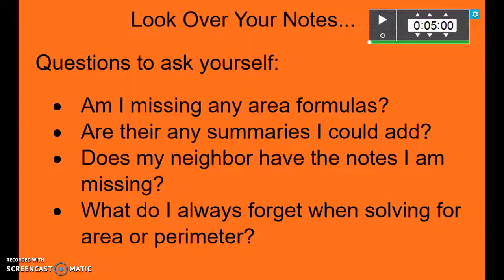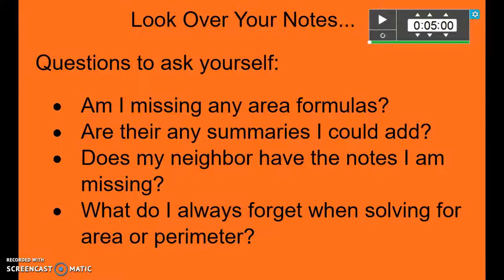Why do I break it down? Why do I multiply times 1/2? What is the difference between area and perimeter? Answer those. They will help you on your test. Ask yourself, does my neighbor have the notes I'm missing? Some of you don't have all the notes, and it's going to be hard to take your test. So use these 5 minutes, own it, and say, hey, I'm missing the area of a trapezoid. Could you help me? Can I just quick copy from your notes?